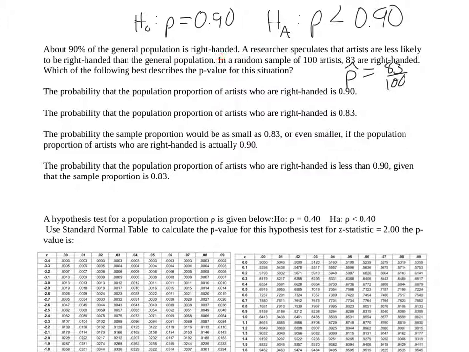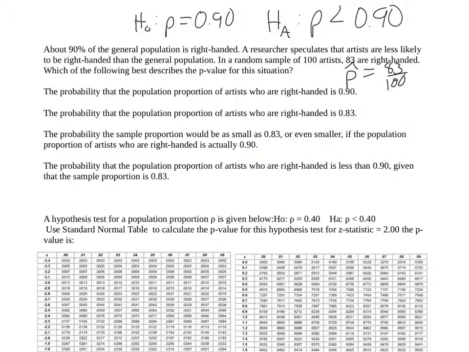Now the answers are as follows. Which of the following best describes the p-value for this situation? The probability that the population proportion of artists who are right-handed is 0.9. No, that's not the p-value. That's actually nothing in the context of this problem. Let's keep going. The probability that the population proportion of artists who are right-handed is 0.83. Again, no. They're trying to confuse you. These are the null value and the sample value, those two values that we have here. That's not the same as the p-value.